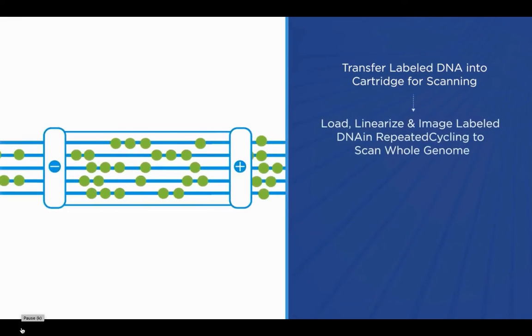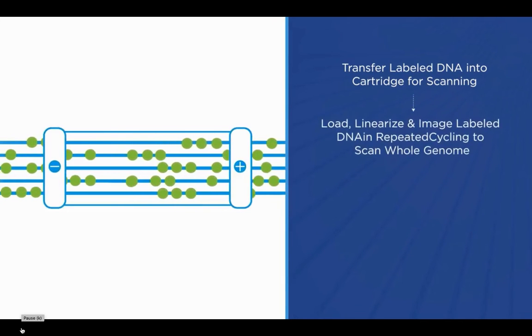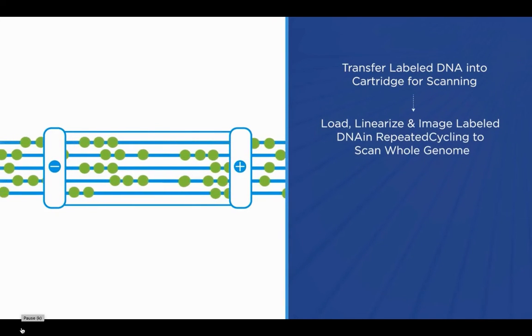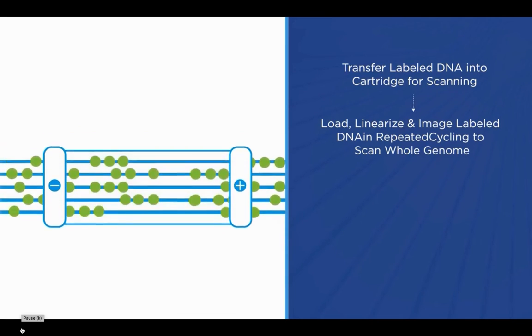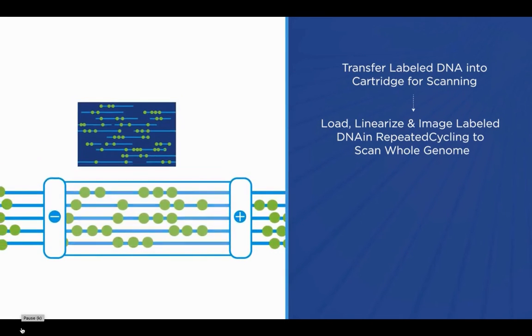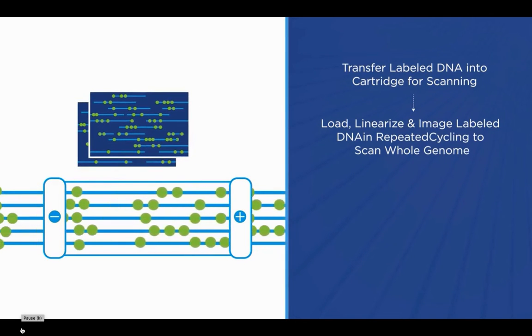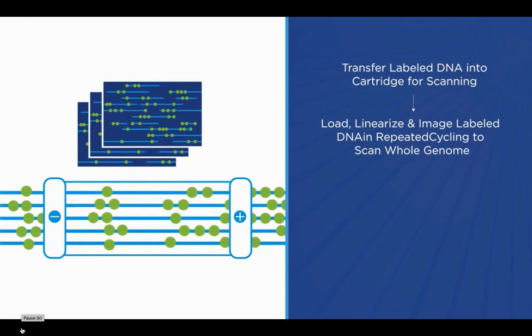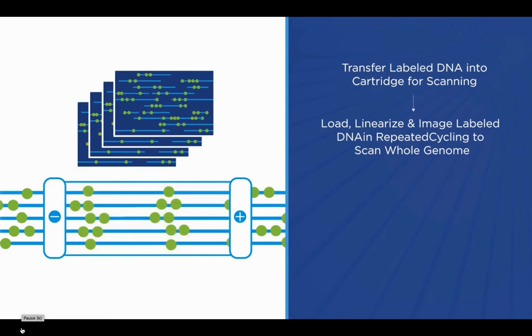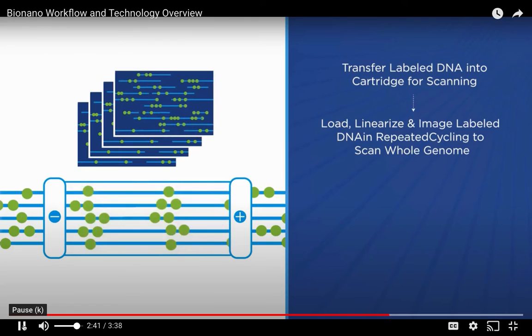In the chip, the DNA is uncoiled or linearized across thousands of parallel nanochannels and imaged, revealing its fluorescent label patterns. By capturing these images in repeated cycles across the hundreds of thousands of nanochannels on the chip, all the images necessary to assemble a map of an entire genome are captured.